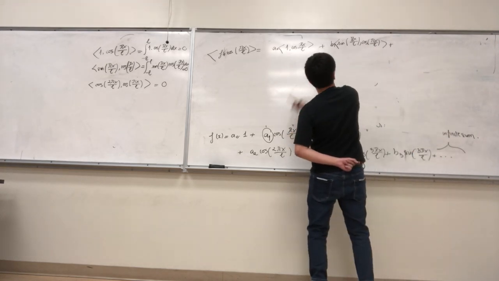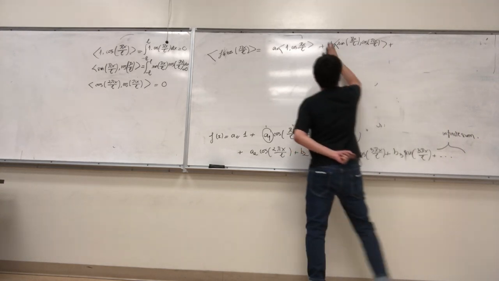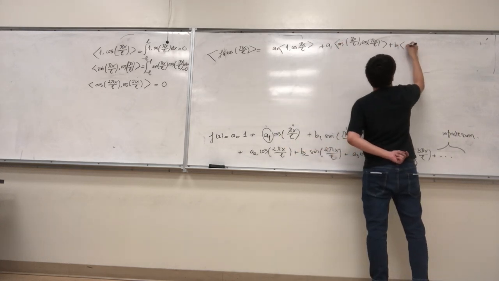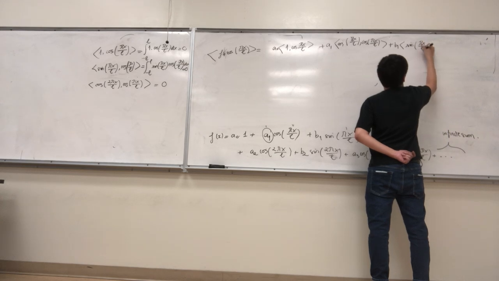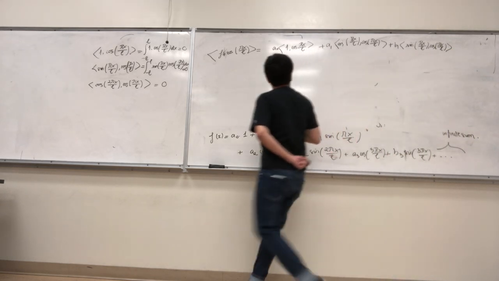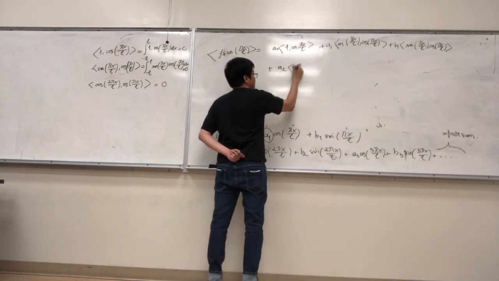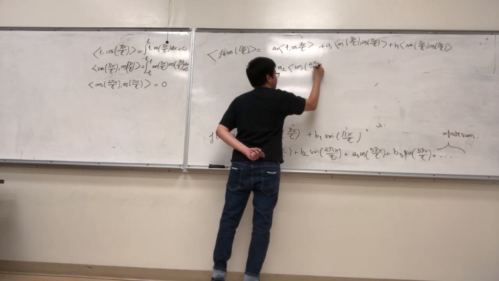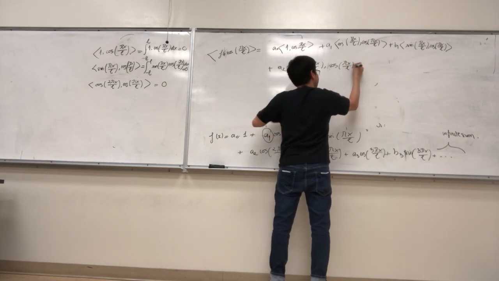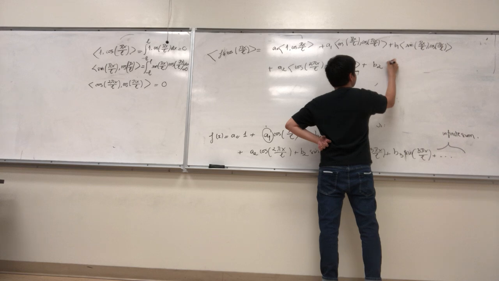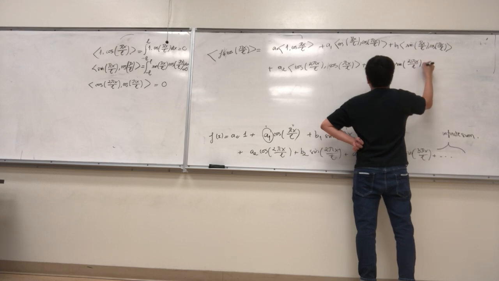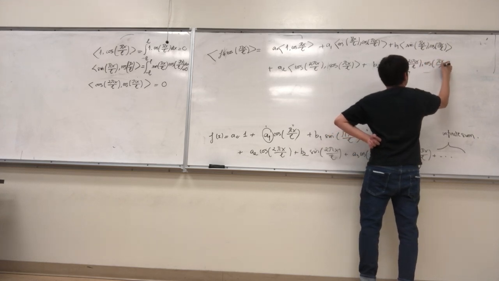So this is a1, b1, yes. This is a1, this is cosinus, and then this is b1 sinus pi x over L cosinus of pi x over L, and then you have a2 cosinus of 2 pi x over L cosinus of pi x over L plus b2 sinus of 2 pi x over L cosinus of pi x over L.